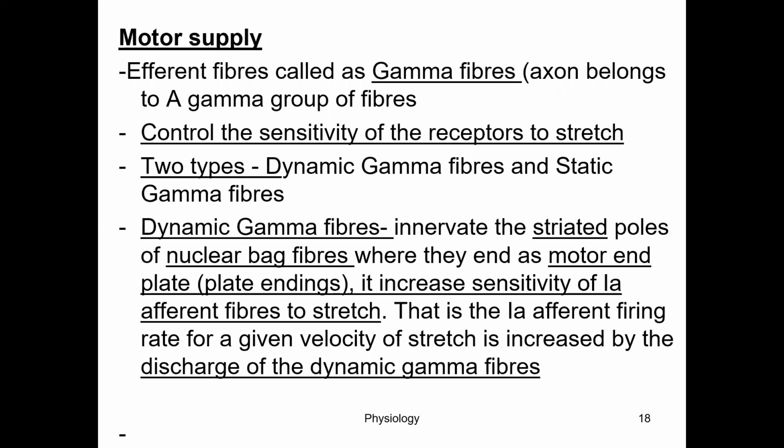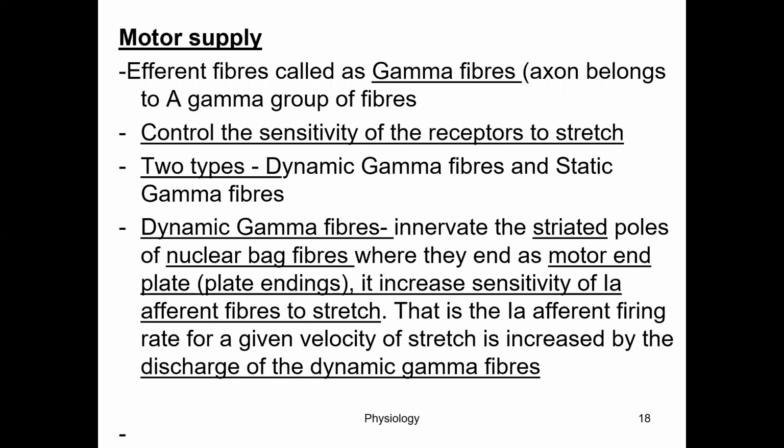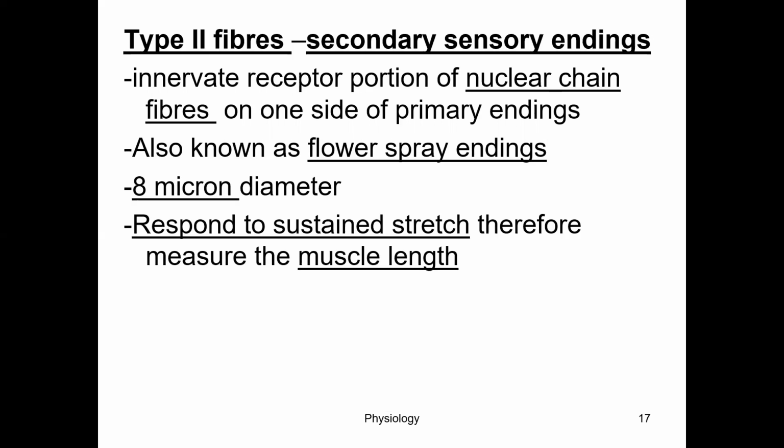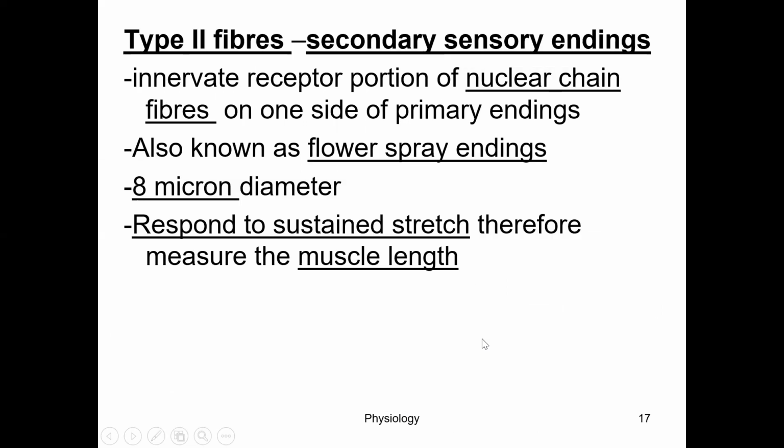Now let us see what the motor supply, or efferent supply, is. In the motor supply, we have efferent fibers called gamma fibers. Up till now, we have seen the sensory components of the nuclear bag fiber and the nuclear chain fiber. The central portion is supplied by group 1A fiber, while the peripheral portion is supplied by the group 2 fiber. That is called secondary afferent.